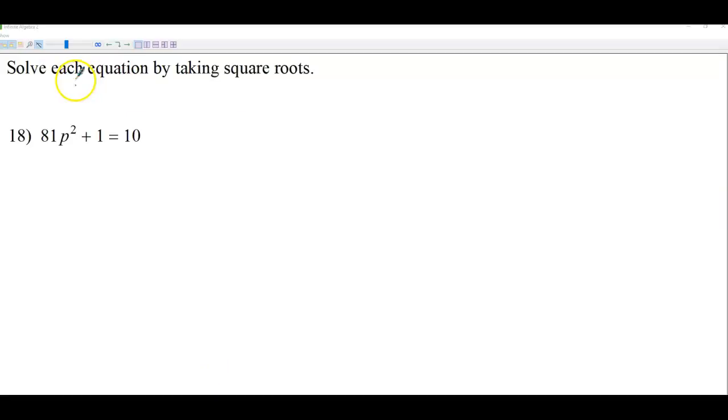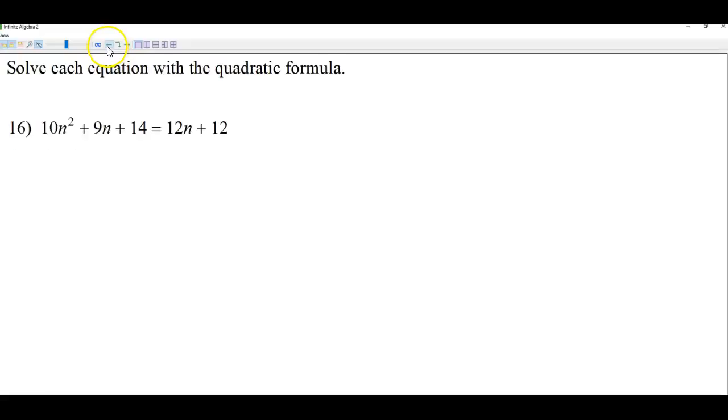So for number 18, this is another quadratic equation, and technically we could solve this using the quadratic formula, but we're not going to do that. We're going to do what the directions are saying. The directions tell us to solve by taking square roots. You're allowed to use this method anytime you have just a p squared or an x squared, and there's no other variable. Okay, so compare this now with the last problem that we did.